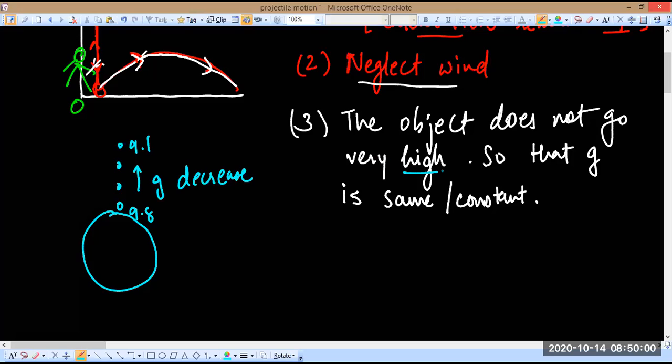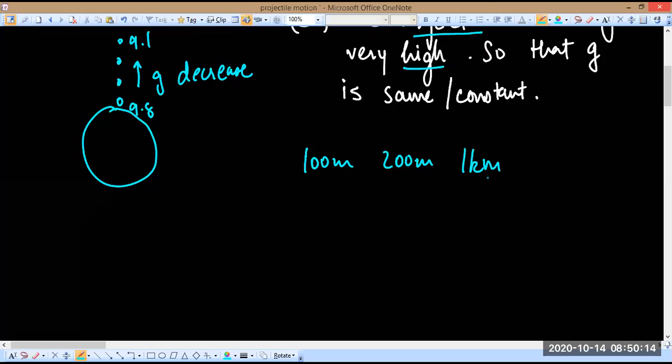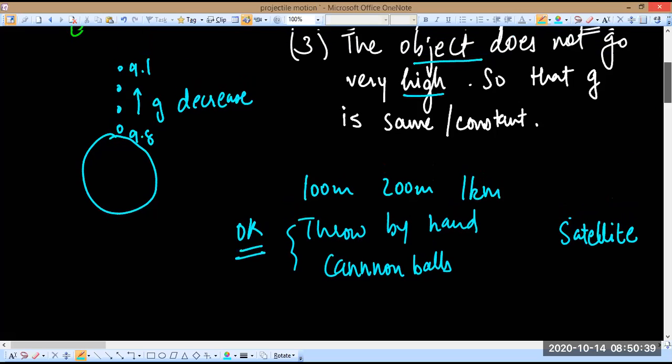So whatever object we are throwing does not go very high. How high can it go? 100 meter no problem, 200 meter no problem, 1 kilometer still not a problem. Not like when a satellite is launched, that goes very high. So for things that we typically throw by hand, or small or big cannonballs, which don't go very high, this is okay, no problem. But not like big rockets or big satellites. Okay, I hope that is clear.